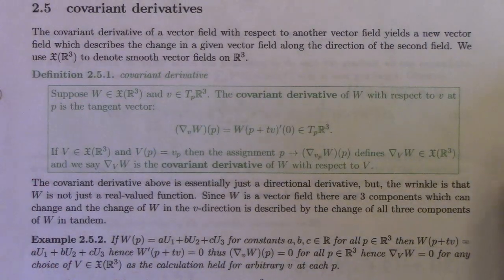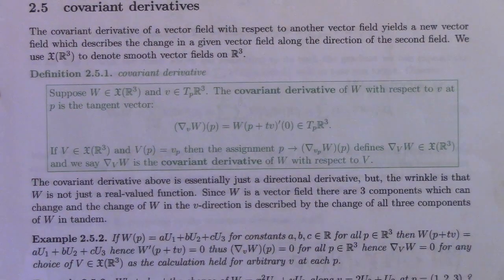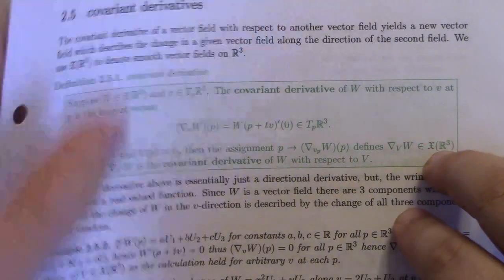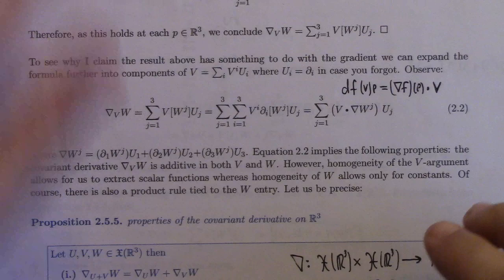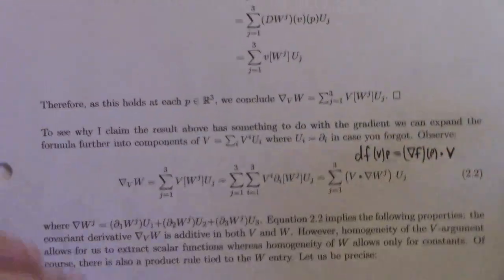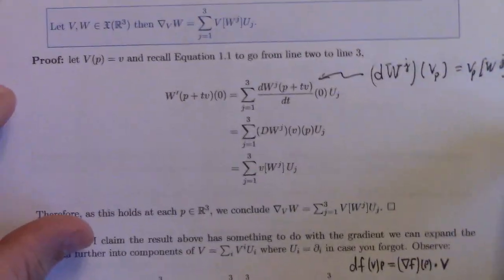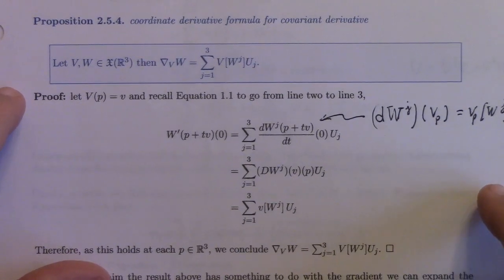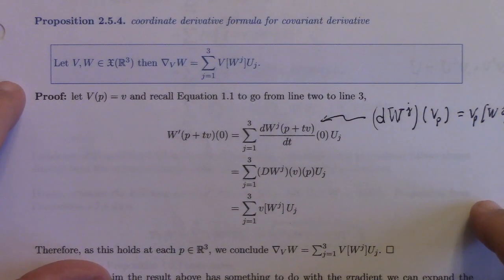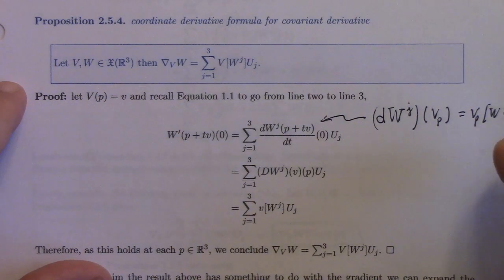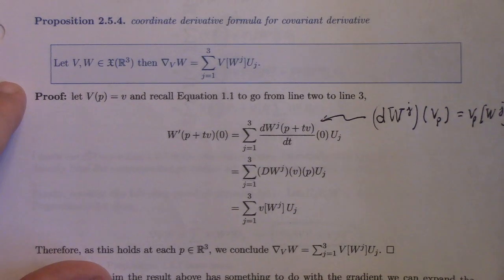Okay, so let's pick up where we left off. I remember I just defined the covariant derivative, and I showed you that we have this wonderful proposition that allows us to calculate the covariant derivative. Essentially, we could think of it as telling us the rate of change of the vector field W in the direction of the vector field V. So that is itself a vector field.